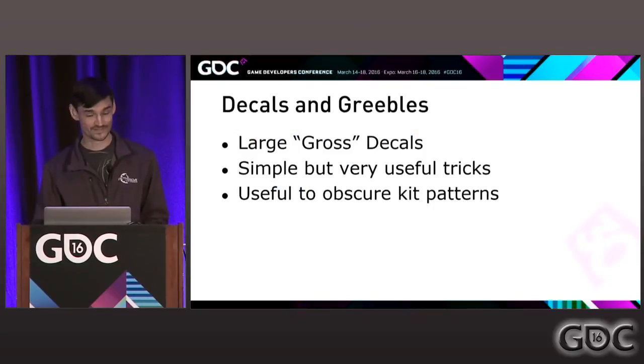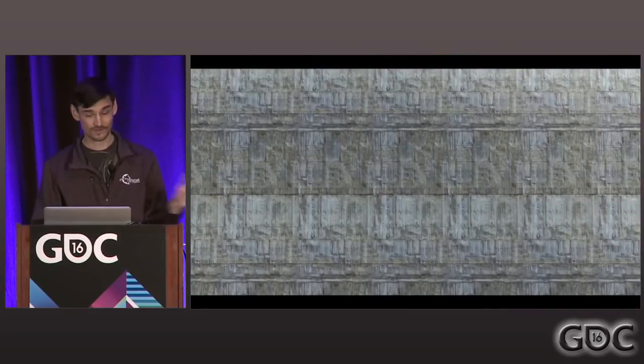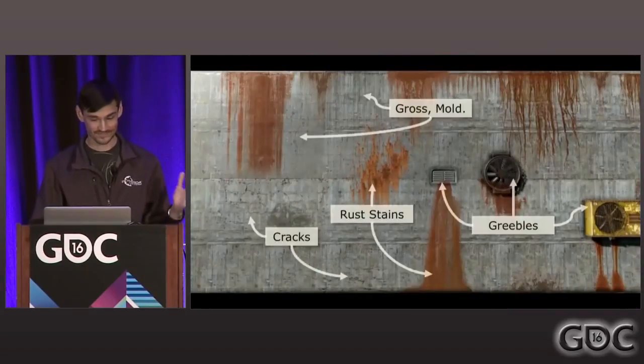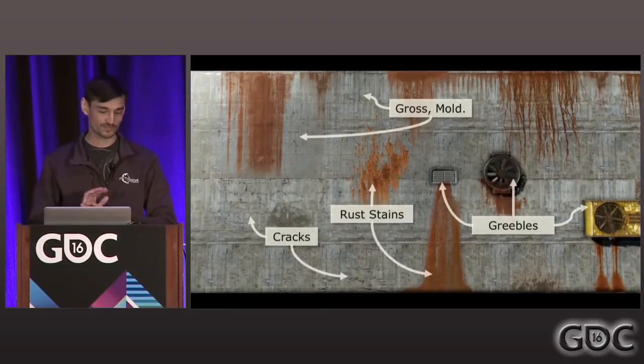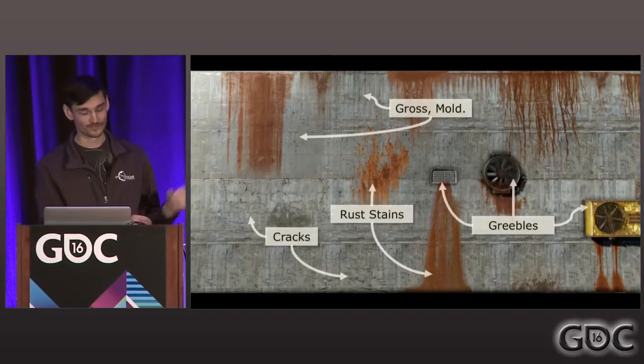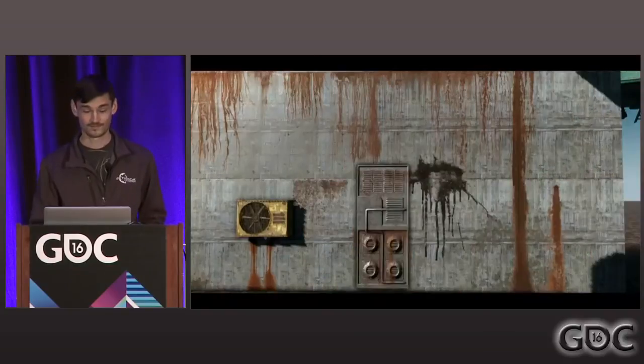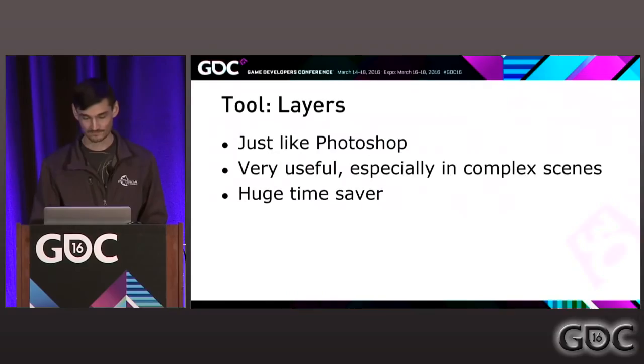Decals and greebles are another thing that are really obvious, but extremely useful. So you can have a really boring wall like this, and just throw a bunch of rust stains and cracks, and greebles are like fans and vents and things like that. And this isn't baked into the kit. These are all just placed independently. So if I want to take that fan and its rust stain, move it over a couple of feet, you can just do that. Now every wall can look different, and there's a lot more opportunities for environmental storytelling.